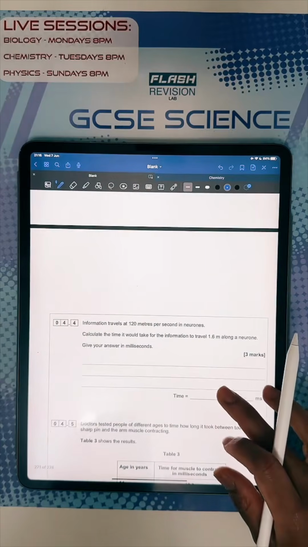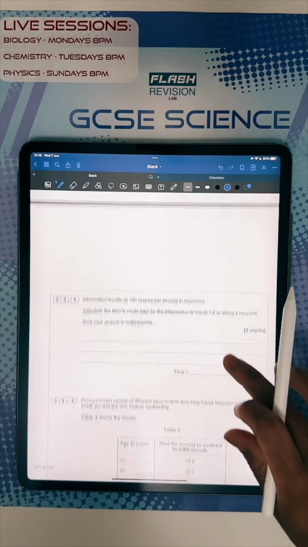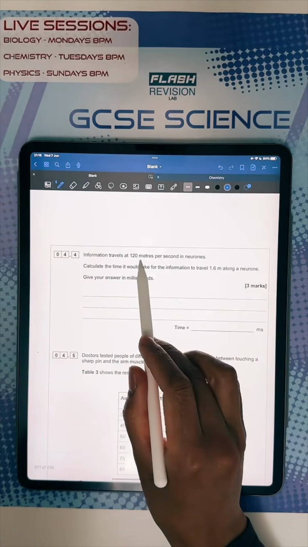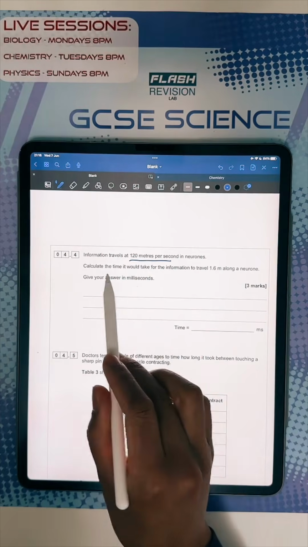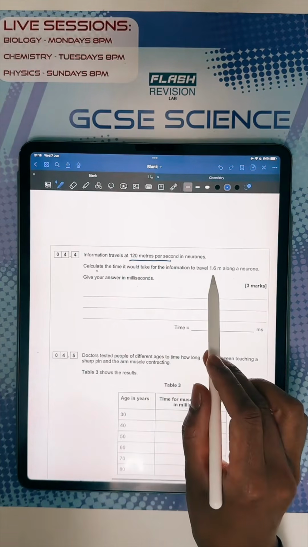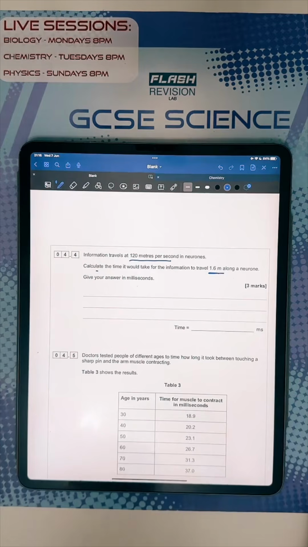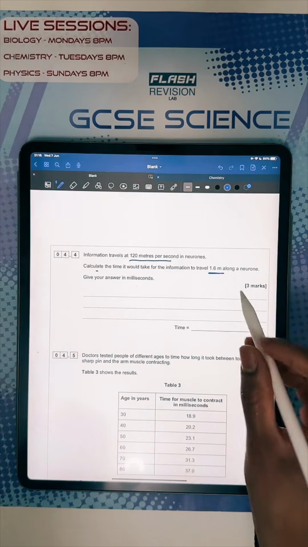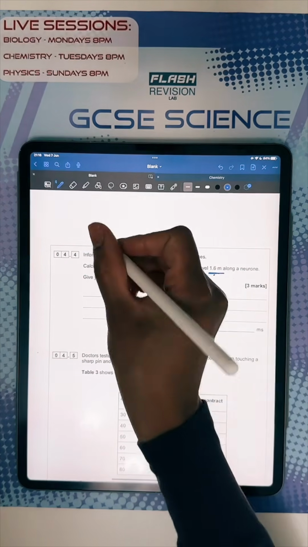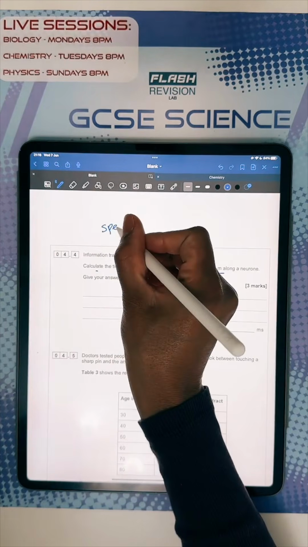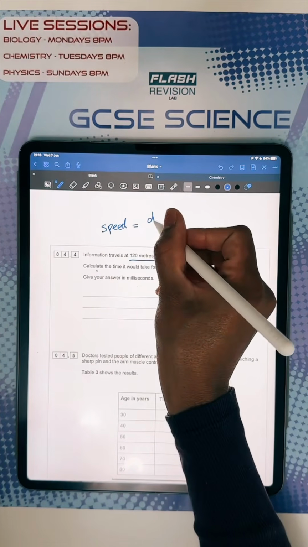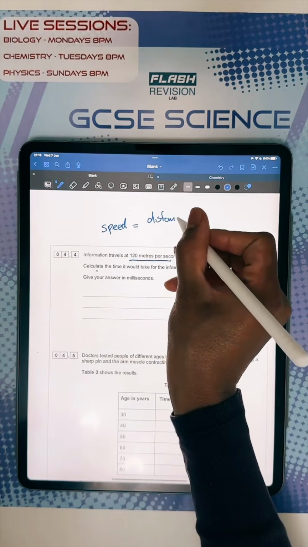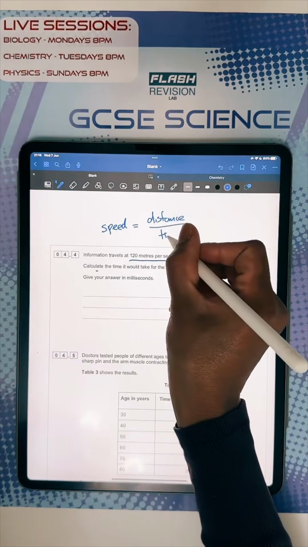All right, last questions. Information travels at 120 meters per second in neurons. Calculate the time it will take to travel 1.6 meters along the neuron. Another cheeky question because this is a physics equation. We've got distance, we got speed. So we're actually using speed equals distance over time here. This is an AQA question.